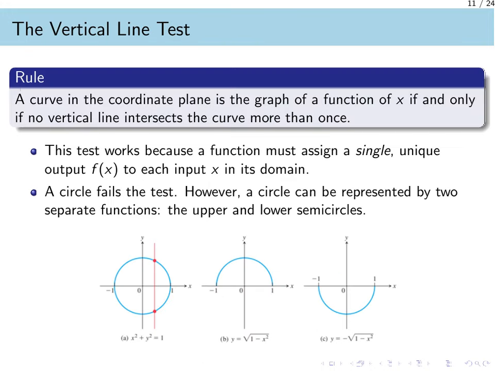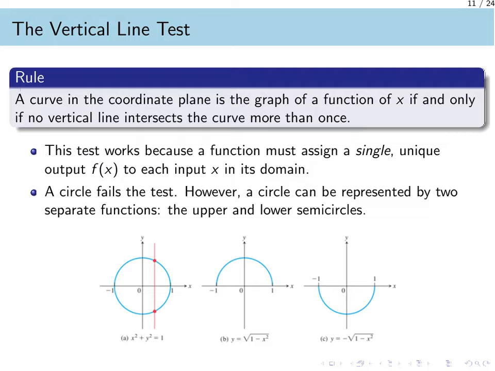I will show you a simple, visual way to check if a curve is the graph of a function, which we call the vertical line test. This works because the definition of a function requires that for every input x, there can be only one single output, f of x. To use this test, simply imagine a vertical line sweeping across the graph.